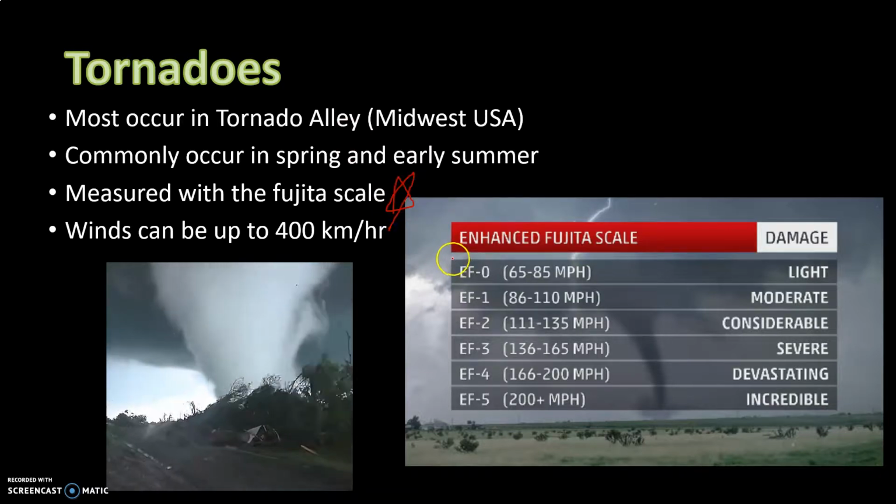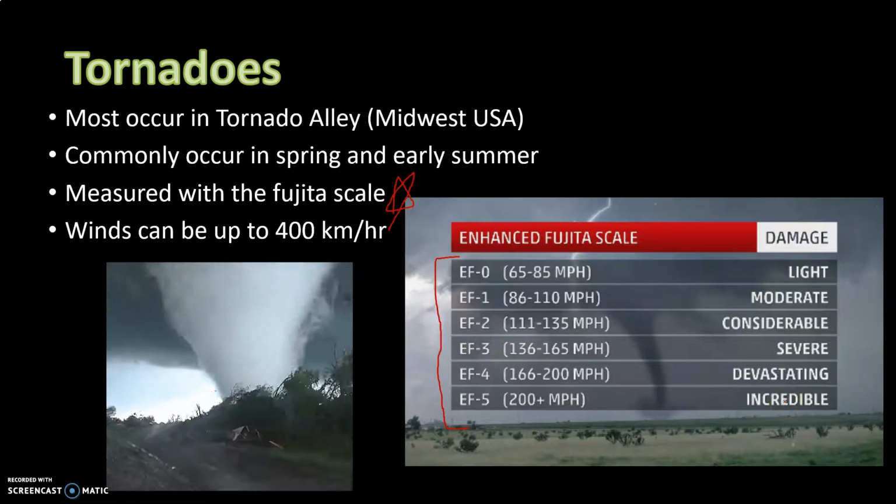And this Fujita scale goes from an EF0 all the way up to an EF5, and an EF5 is pretty much catastrophic. The winds can be up to 400 kilometers per hour, which is over 200 miles per hour. So it shows you how an EF0 would be light damage all the way up to incredible damage, which pretty much nothing's going to be left if you hit the 4 or 5 mark.